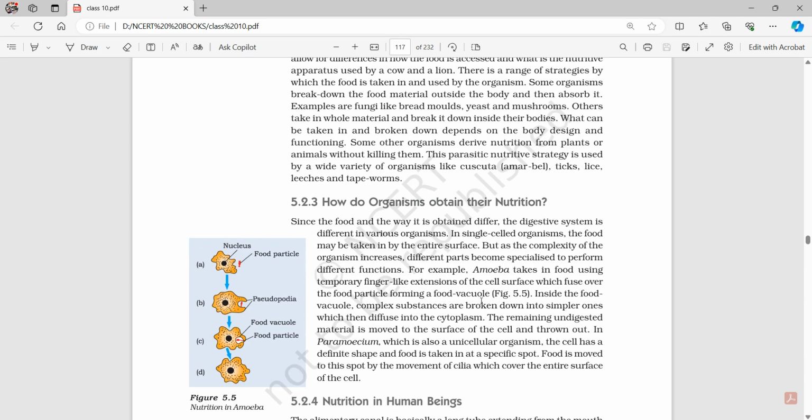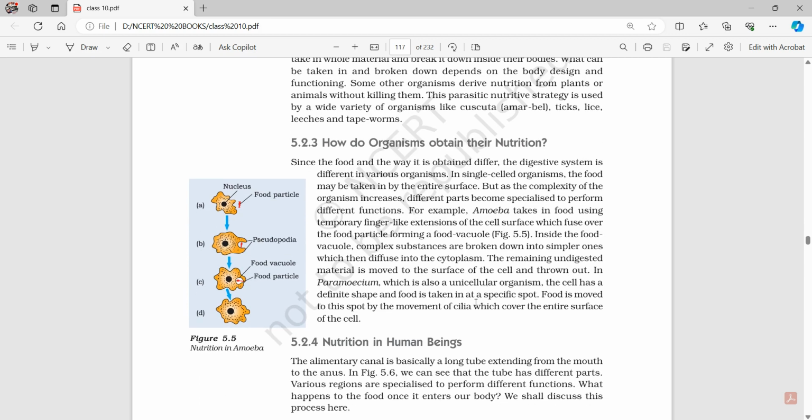5.2.3 How do organisms obtain their nutrition? Since the food and the way it is obtained differ, the digestive system is different in various organisms. In single cell organisms, the food may be taken in by the entire surface. But as the complexity of the organism increases, different parts become specialized to perform different functions. For example, amoeba takes in food using temporary finger-like extensions of the cell surface which fuse over the food particle, forming a food vacuole.